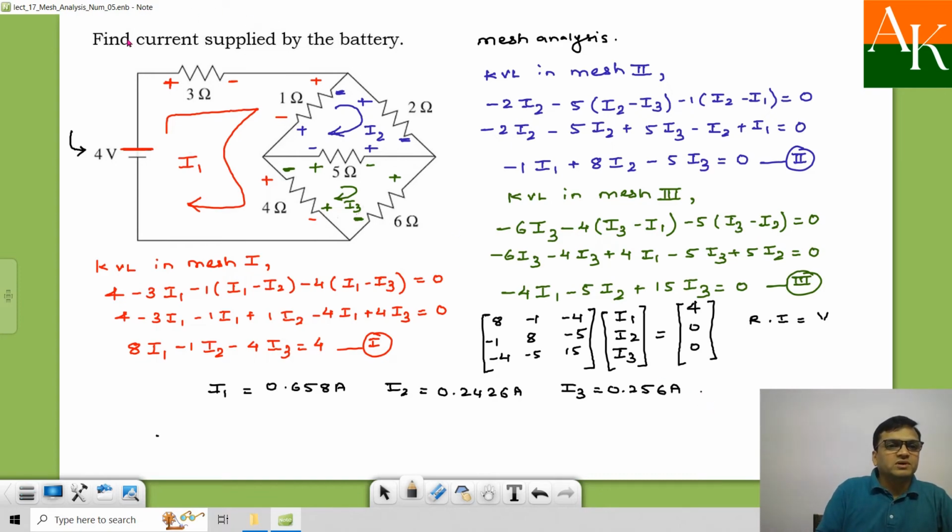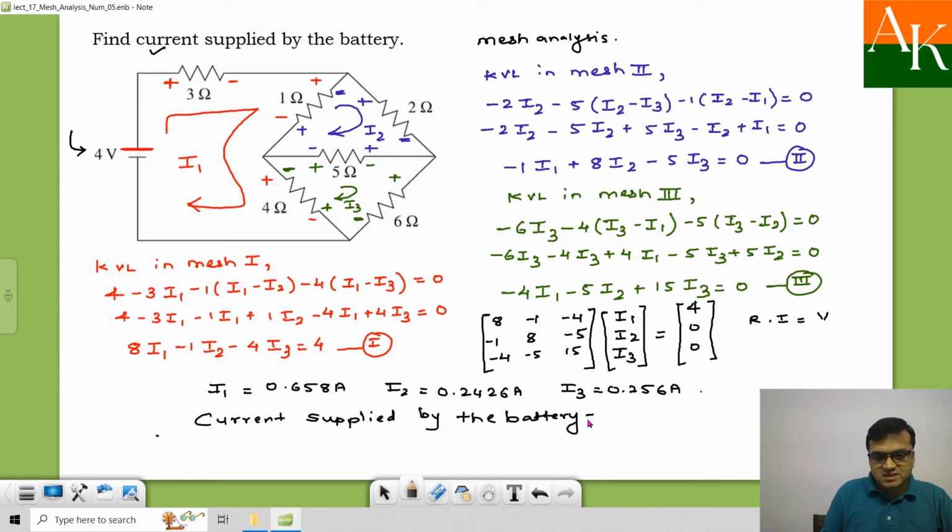But the problem is not over. They are saying find current supplied by the battery. So we'll write current supplied by the battery, which is of 4 volt, and that is nothing but I1, which is 0.658 ampere. Of course, the current will flow from higher potential to lower potential. So that is all about numerical 5.